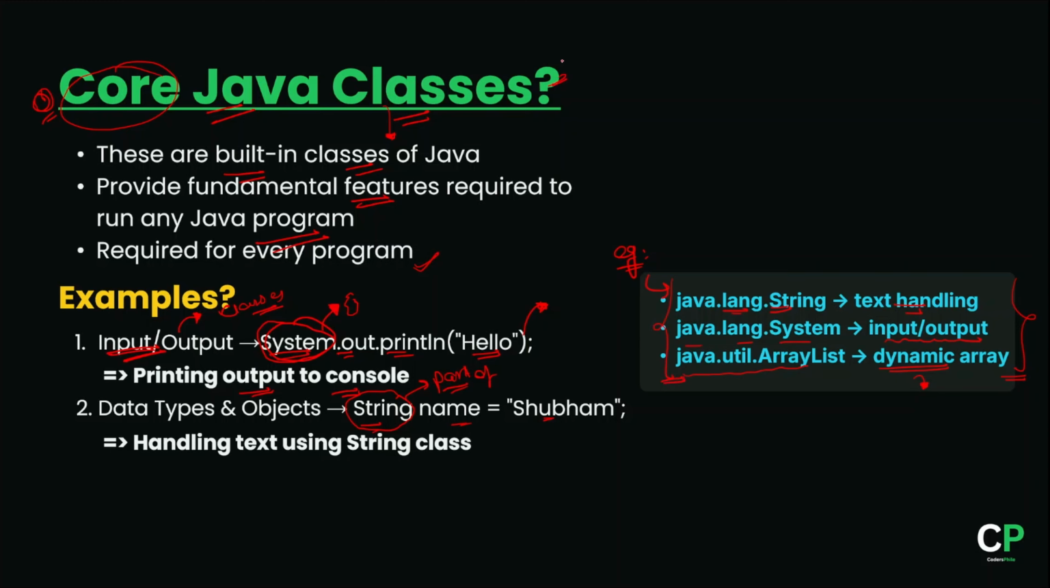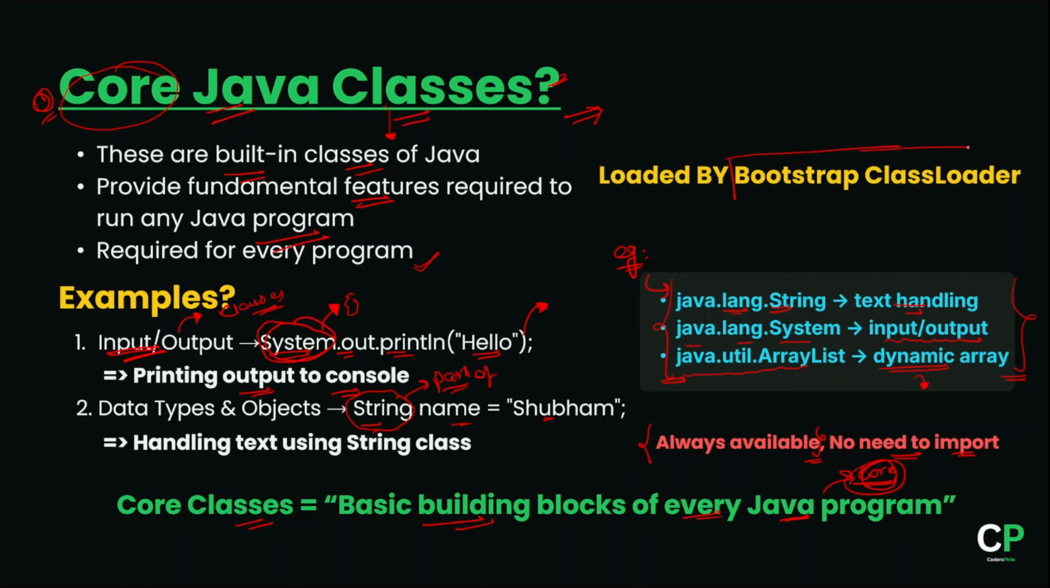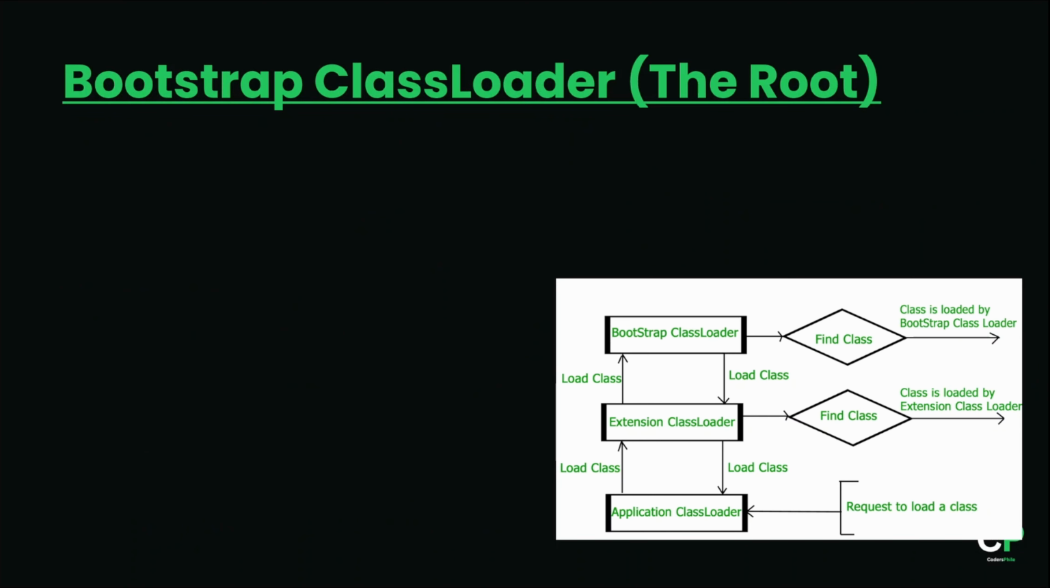So the first one is the core Java classes that provide the core fundamental features to run any Java program. These core Java classes are always available, and there is no need to import them. We can say that the core Java classes are basically the building blocks of every Java program. Without these core Java classes, no program can be run. This core Java class is loaded by the Bootstrap class loader.